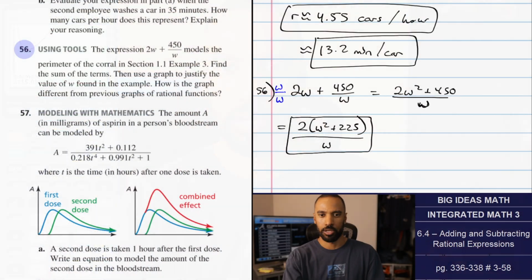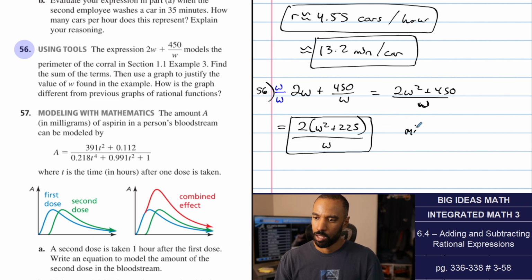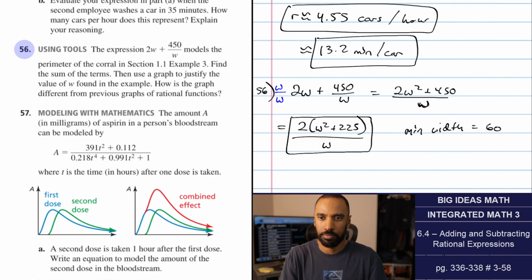So I can go to calc and minimum. Let's start from the left of it and go to the right of it. And find, enter. And our minimum is x equals 15. That minimizes the perimeter at 60. So W, the minimum width, equals 60 feet.